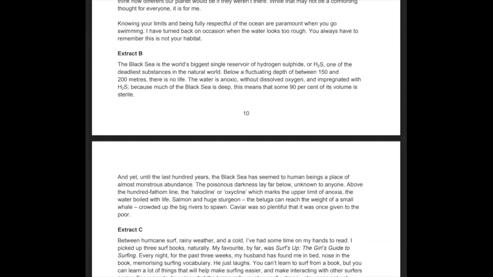Okay, this one was pretty straightforward. It was just talking about the Black Sea and the fact that this Black Sea is made up of this deadly chemical, hydrogen sulfide, right? One of the deadliest substances in the world, makes up a lot of this Black Sea. And then it talks about how there is a certain line here, the 100 fathom line. Fathom, in case you're curious, not that they expect you to know it, is just a unit of measurement that they use to measure the depth of the ocean, right?